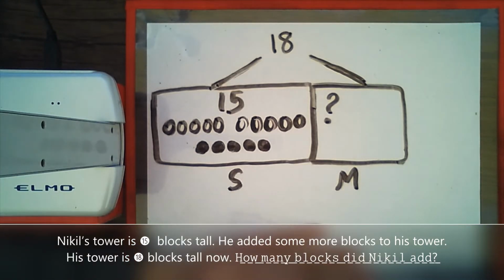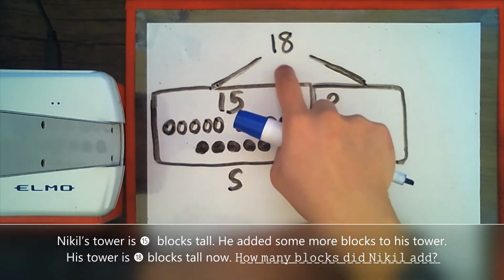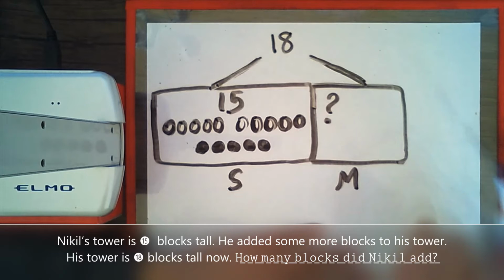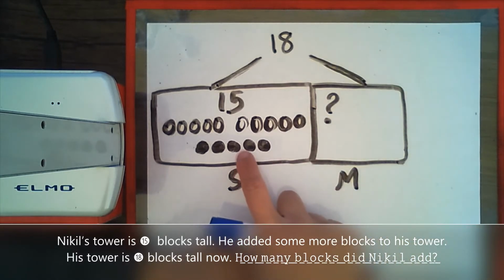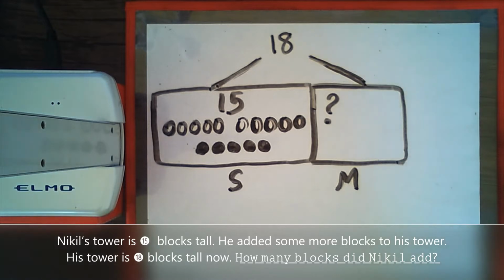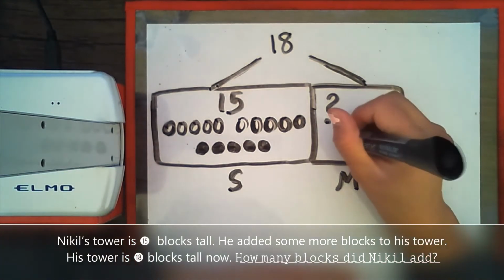Okay, welcome back, my friends. Let's use our count on strategy, or we can even use our place values to help us out. So we know that in the number 18, there is 1 ten and 8 ones. We see that we have 5 ones here. So we're going to add 3 more ones to make that 8 ones.